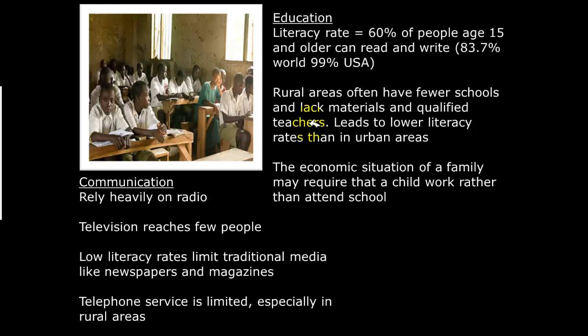They're dealing with the rural areas. They often have fewer schools, lack of materials and qualified teachers. And of course, this leads to the lower literacy rates that I discussed. Economic situation of a family. A lot of Sub-Saharan Africa is third world countries, right? Very similar to the third world countries we studied in Central America and South America. So very similar economic situations. Oftentimes children cannot go to school, they have to go to work to support the family.